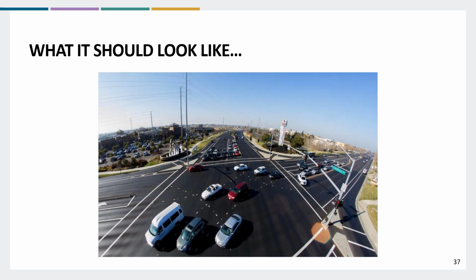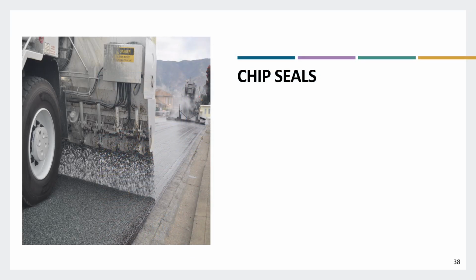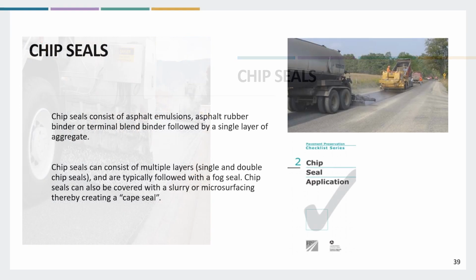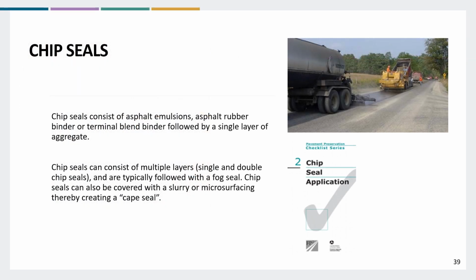When the right candidate is picked and all the inspection and construction is done, micro and slurries are a great preservation tool. Chip seals. Chip seals consist of asphalt emulsions, asphalt rubber binder, or terminal blend binders, followed by a single layer of aggregate. Chip seals can consist of multiple layers, single and double chips, and are typically followed with a fog seal. Chip seals can also be covered with a slurry or micro, thereby creating a cape seal.